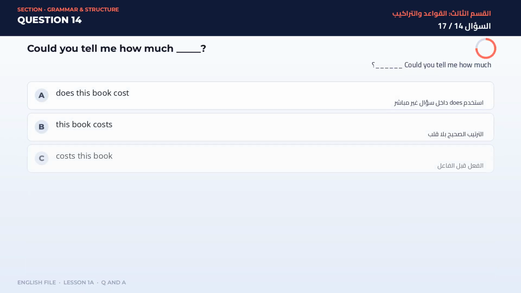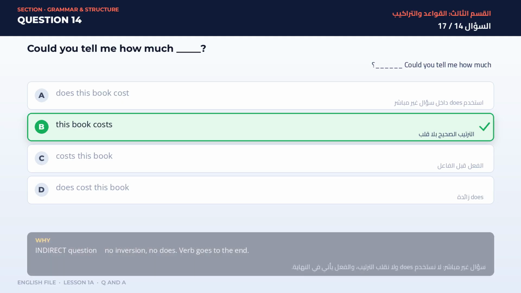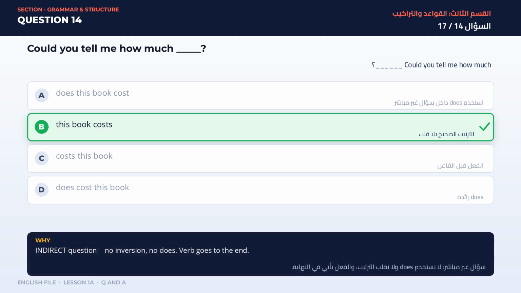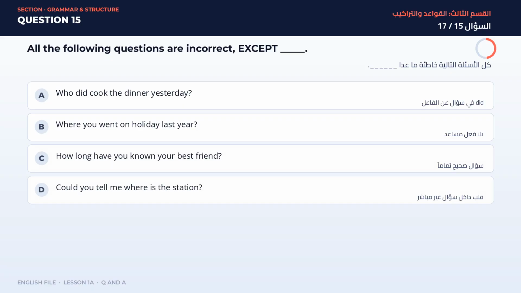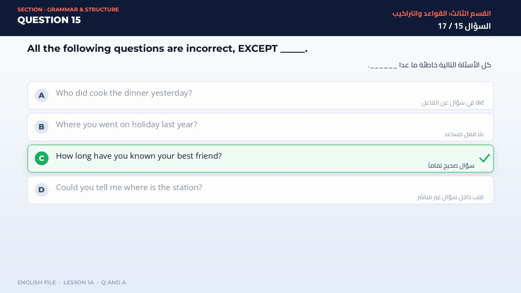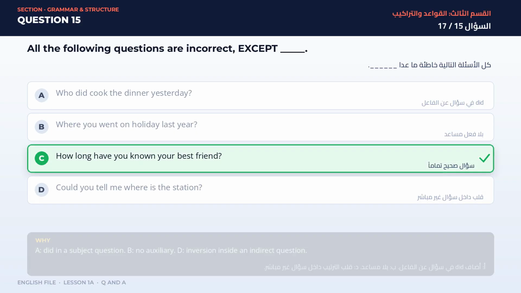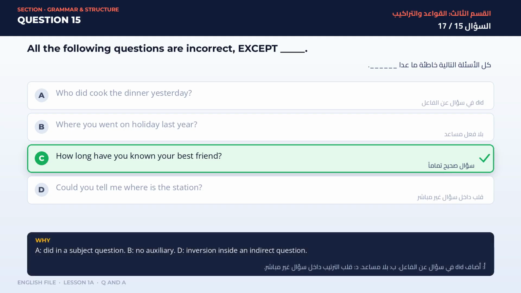Question 14. Could you tell me how much blank? B. This book costs. It is an indirect question, so no does and no inversion. Question 15. All the following questions are incorrect except C is correct. How long have you known your best friend? A adds did to a subject question. B has no auxiliary at all. And D inverts inside an indirect question.